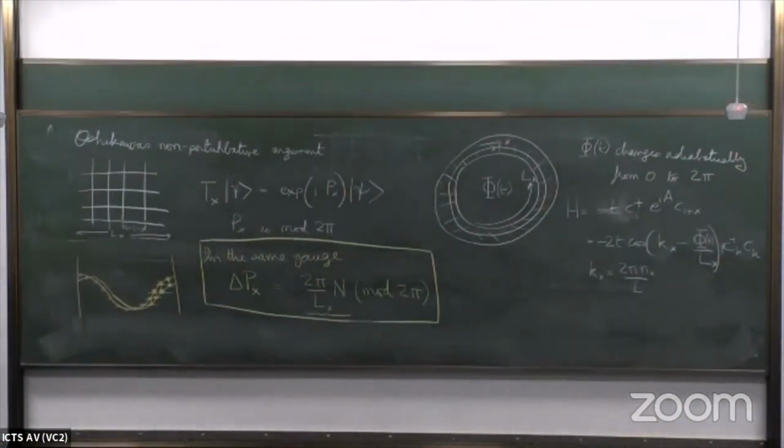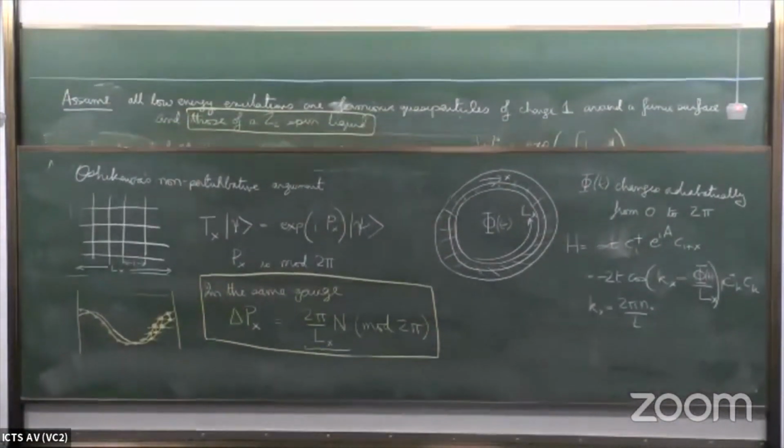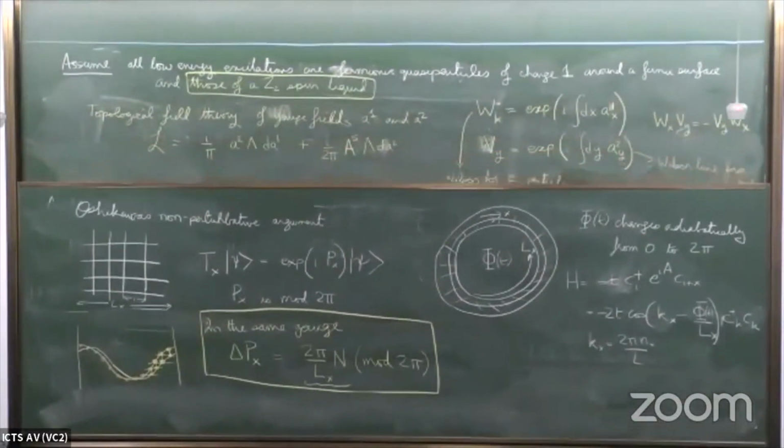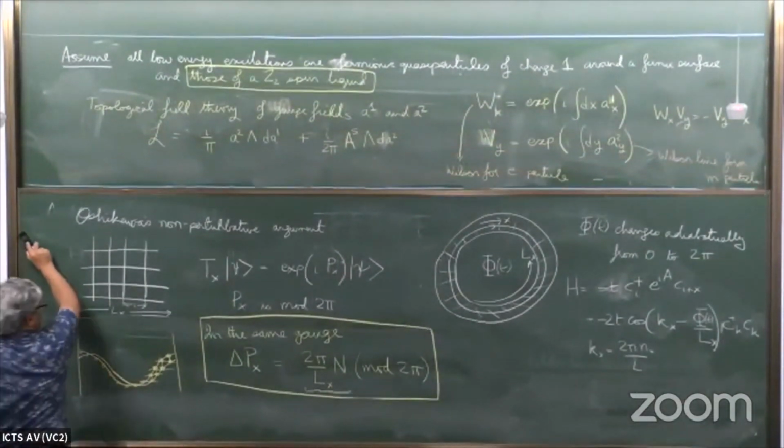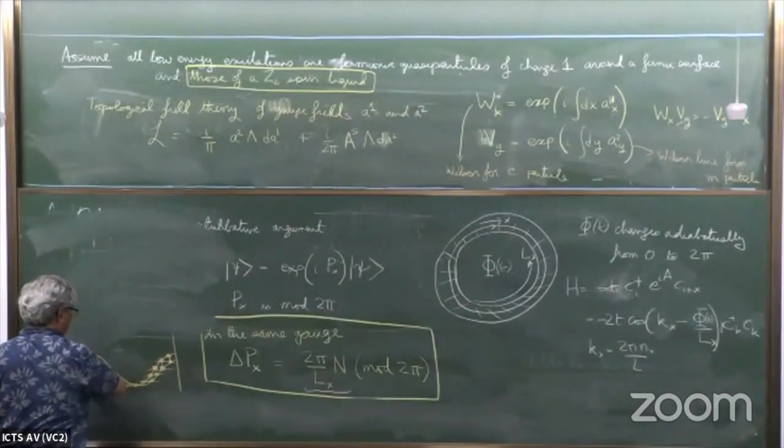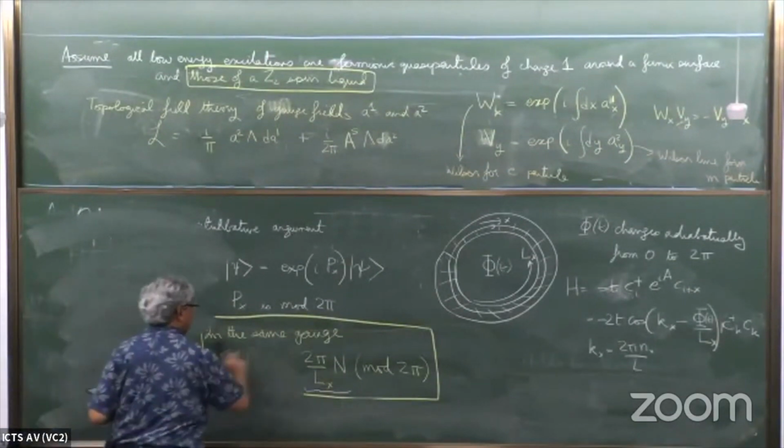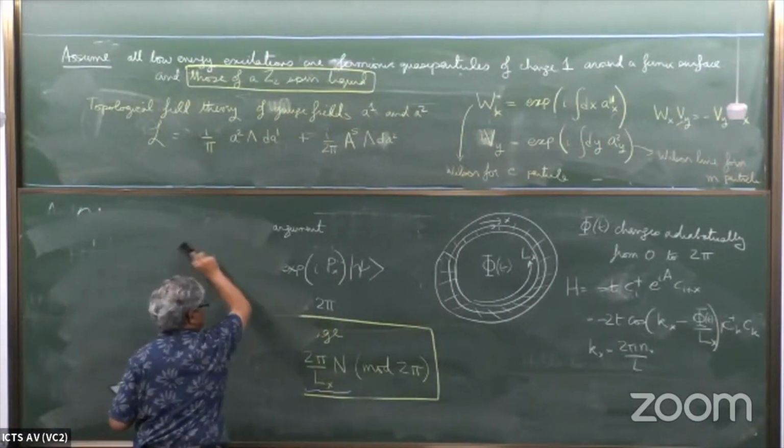So for the original electrons, which make up the Z2 spin liquid or anything else, I have the following gauge fields. I'll only write out the time components.